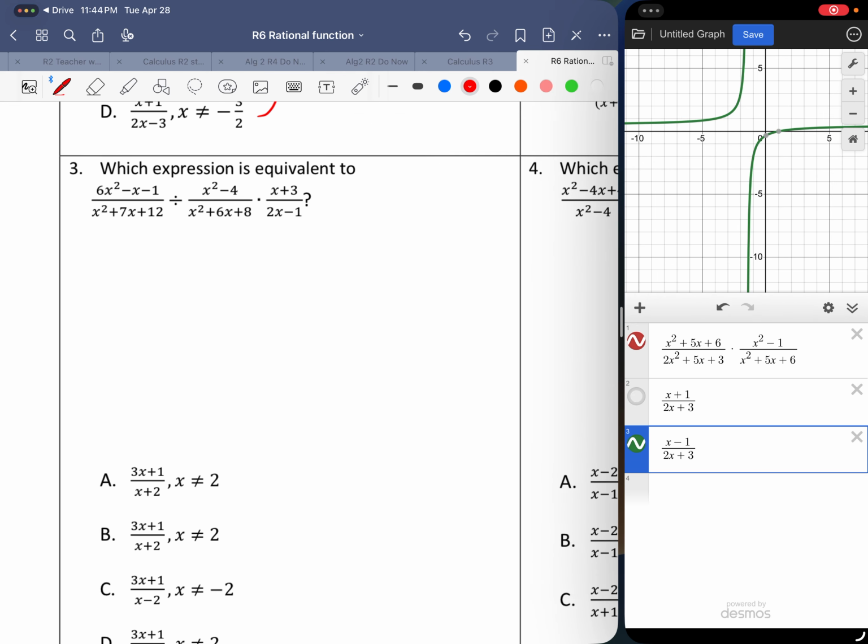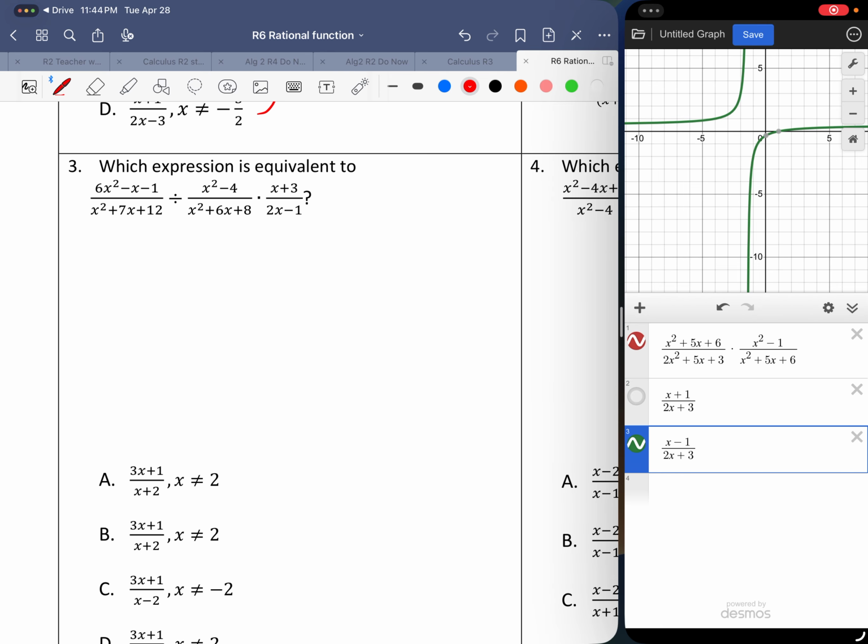Let's do number 3. It's the same thing. We have to put this one in decimals, but remember, we have division here, right? In that case, what you have to do is change it to multiplication, and you have to flip the other one. So I really want you guys to rewrite everything. First one, you have to rewrite as it is.